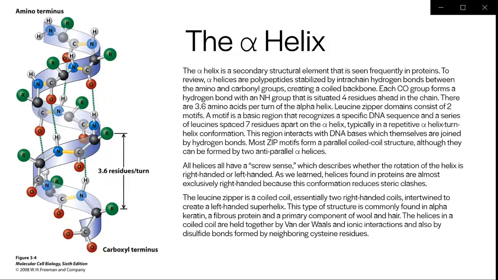The helices in a coiled coil are held together by van der Waals and ionic interactions, and also by disulfide bonds formed by neighboring cysteine residues. When we look at the image, we can see that it takes 3.6 amino acid residues to complete a turn.